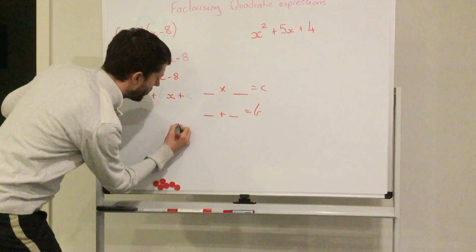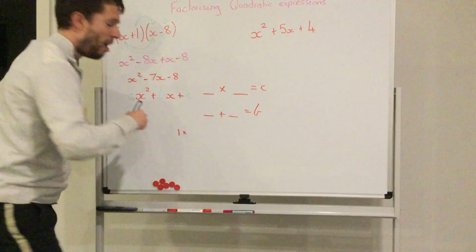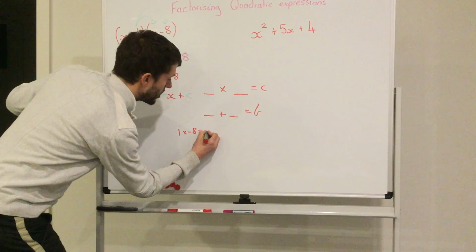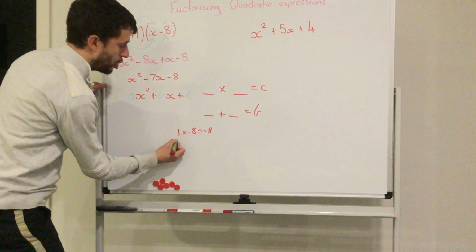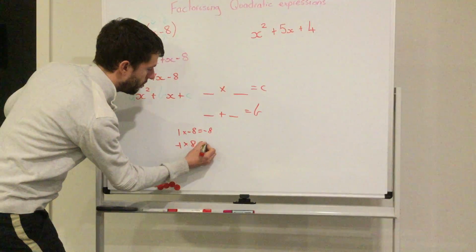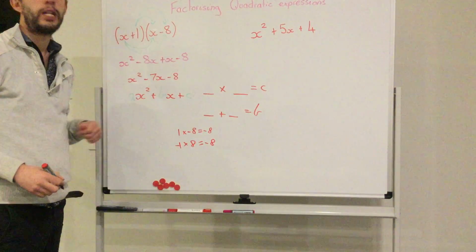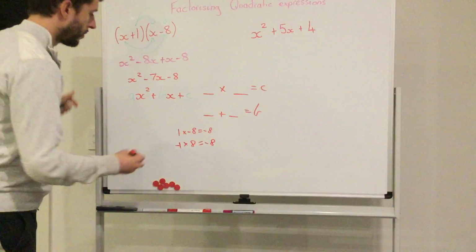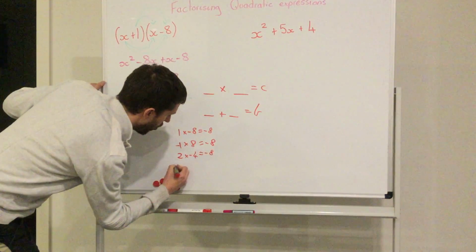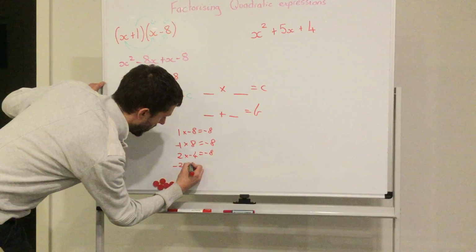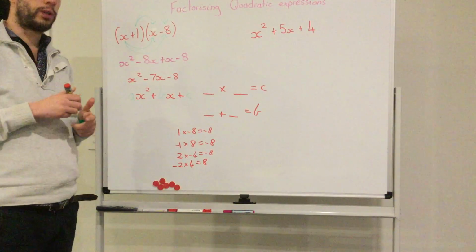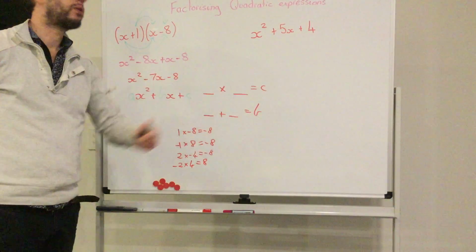Well, I've got 1 times negative 8 equals negative 8. I can do the exact same, but instead of being a negative 8, it'll be a negative 1. What is two other numbers to equal 8? 2 and 4. So I could go 2 times negative 4 equals negative 8, or negative 2 times 4 equals negative 8. So I've got my numbers that times together to equal c.